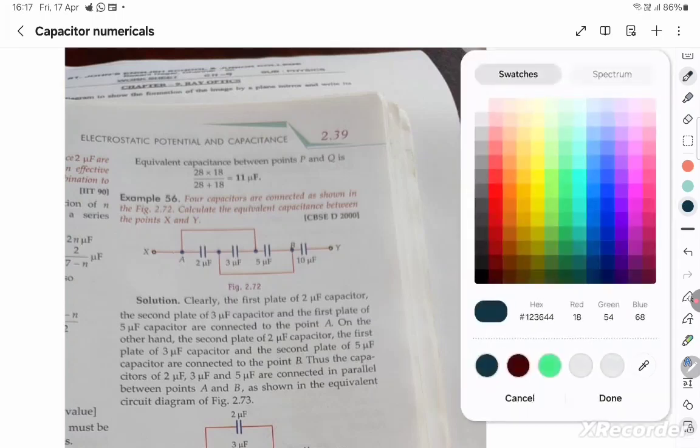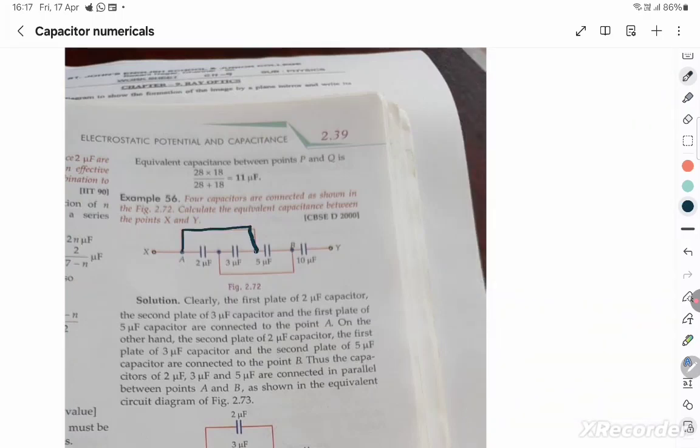Okay, the moment you see that this is a plain wire which connects between this and this and this and this, you notice that these points are at the same potential. So from point A, it goes to 2 microfarad, and similarly from the point A it goes to 3 microfarad, and from the point A it also goes to another 3 microfarad capacitor. So you know that this is 2 microfarad, this is 3 microfarad, and this is the 5 microfarad capacitor. So like that, you understand that they are all in parallel.